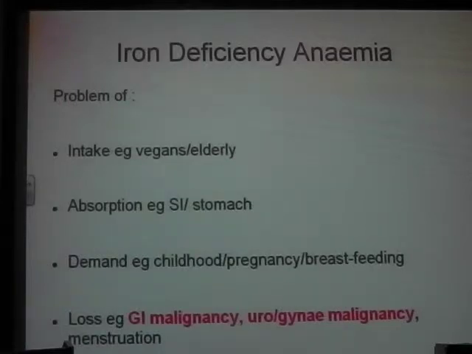Demand: if you're making a large number of red blood cells, you have a high iron demand, and that can outstrip your intake. And then loss, and this is our first learning point of the lecture: iron deficiency anaemia in an adult is an occult malignancy until proven otherwise. So with blood loss, you lose those red blood cells, you lose the iron that they contain, it's not replenished, and consequently you get an iron deficiency picture. And particularly you're thinking GI malignancy and urogynae malignancy.